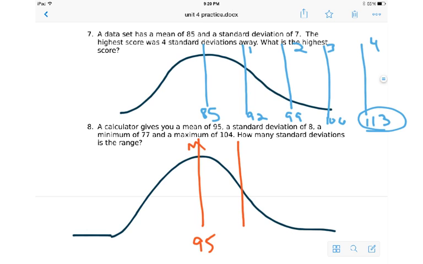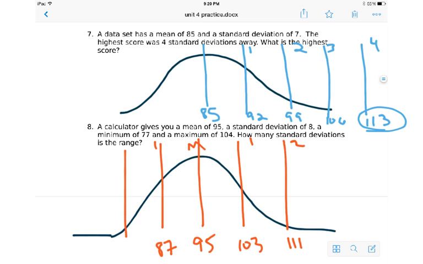So one standard deviation away is going to be 103 this direction and 87 this direction. Well, right now I haven't encompassed all of my data points yet because my minimum was 77 and my maximum was 104. So my maximum is 104. I need to go another standard deviation this way. So 103 plus 8 is 111.